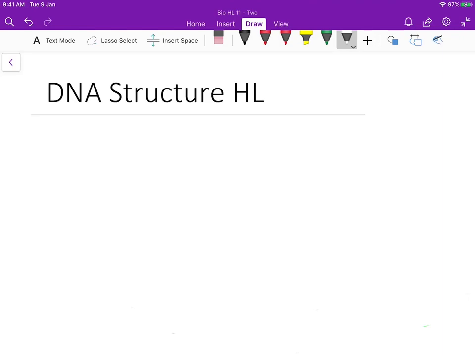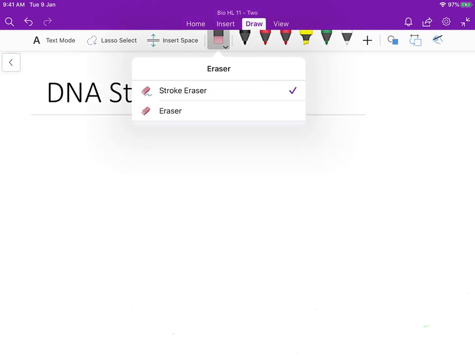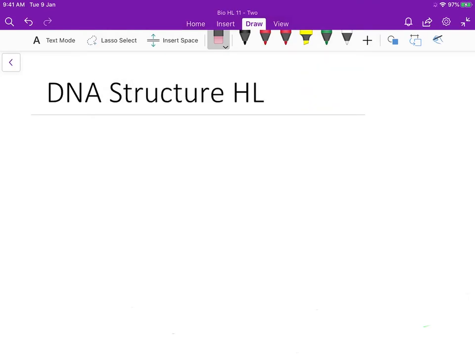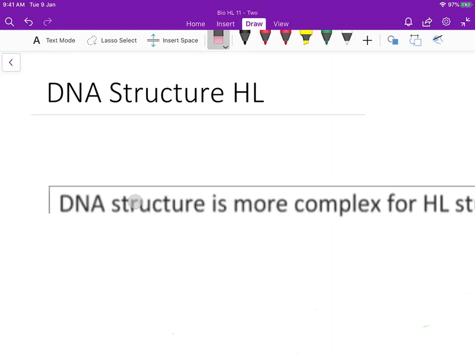So first thing, try and draw DNA structure. Pause the video and try and recap the whole of DNA structure. Using a pencil, try and draw and label. Okay, here we go. Here is what you should have.